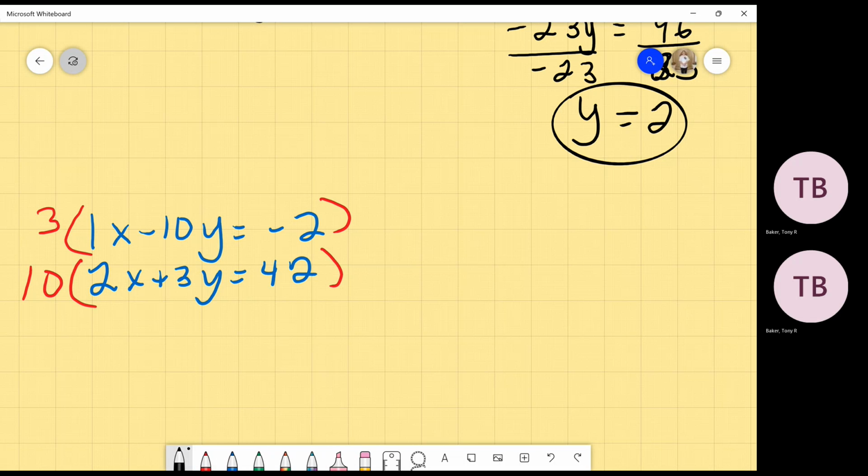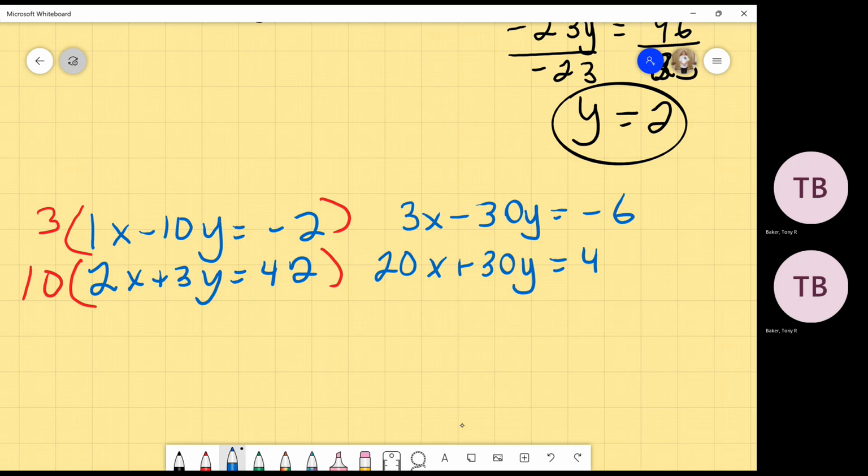So we're going to multiply the first problem by 3. So I got 3x minus 30y equals -6. And the second equation by 10. So 20x plus 30y equals 420. Notice my y's are now the same number and different signs, so I can just add.